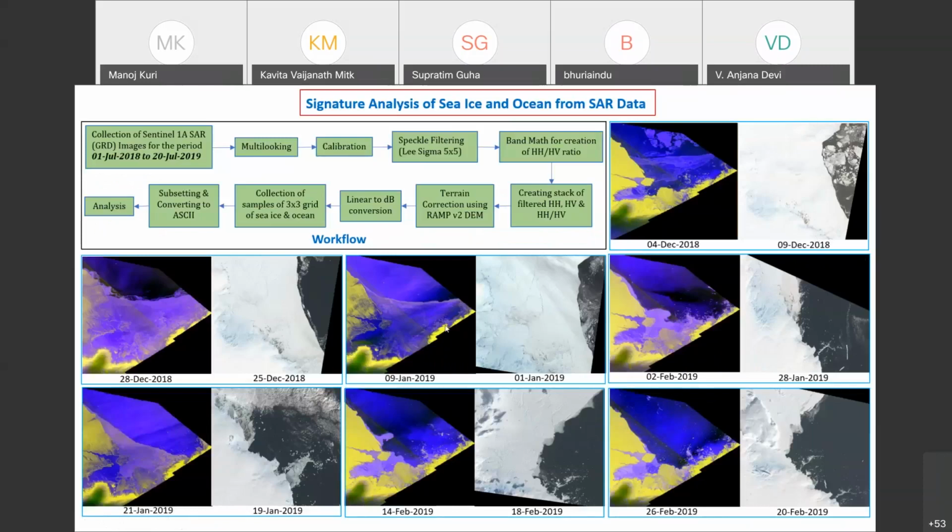All right. So this is about the SAR data processing, and we did the signature analysis of sea ice and open ocean using Sentinel-1 SAR data. This complete data set, from July 2018 to July 2020, we have processed, and obviously I'll show some other slides.